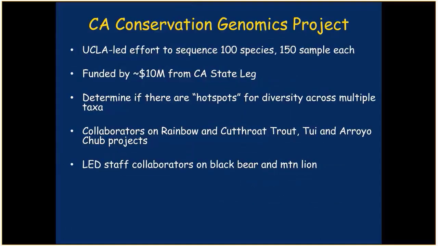I'm just going to talk very, very briefly, because people have heard about this a bit, about the California Conservation Genomics Project. I'm going to keep going to wrap this up so I can hand this over to Kristen. This is a UCLA-led effort to sequence 150 individuals from 100 species statewide. Generally, they're just trying to determine on a meta-analysis level if there are hot spots for genetic diversity across multiple taxa. It's funded by $10 million from the California State Legislature.